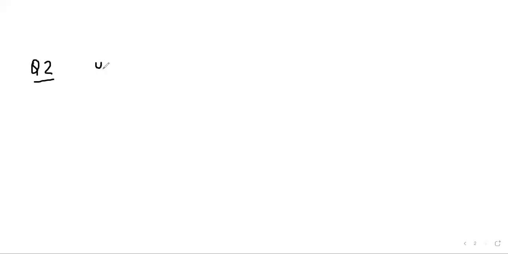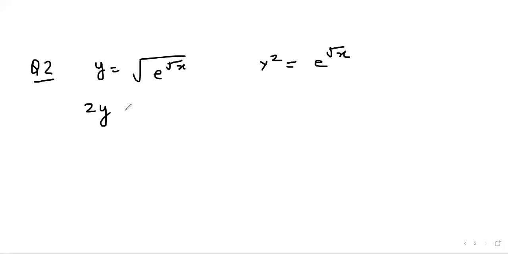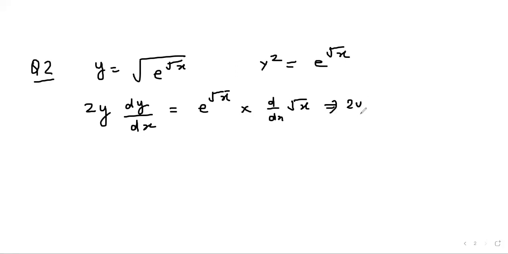Question number 2. y equal to root of e power root x. Now we can square it. So y square will be equal to e power root x. Now we differentiate it. 2y dy by dx will be equal to e power root x times derivative of root x, d upon dx of root x. So it gives 2y dy by dx equal to e power root x divided by 2 root x.